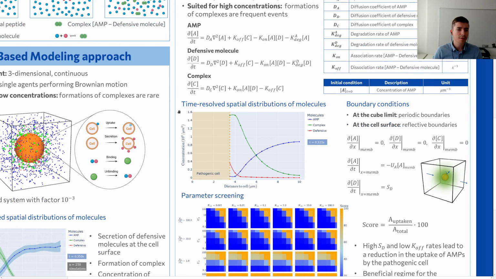As a readout, we can look at the time-resolved spatial distributions of the molecules. Here we have on the y-axis the concentration of our three different molecules, and on the x-axis the distance to the pathogenic cell. At the initial state, we have a homogeneously distributed antimicrobial peptide, and no complex nor defensive molecules. What we can see is that in red we first have the secretion of defensive molecules, and then these defensive molecules interact with the antimicrobial peptide, forming the complex. In this way, the concentration of AMP is reduced in the vicinity of the cell.